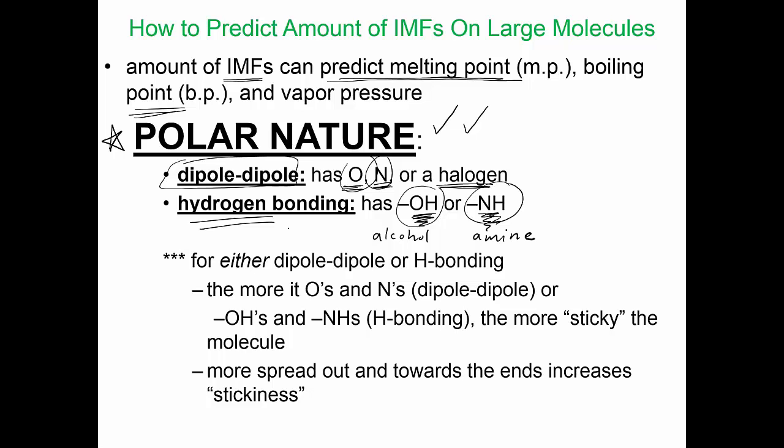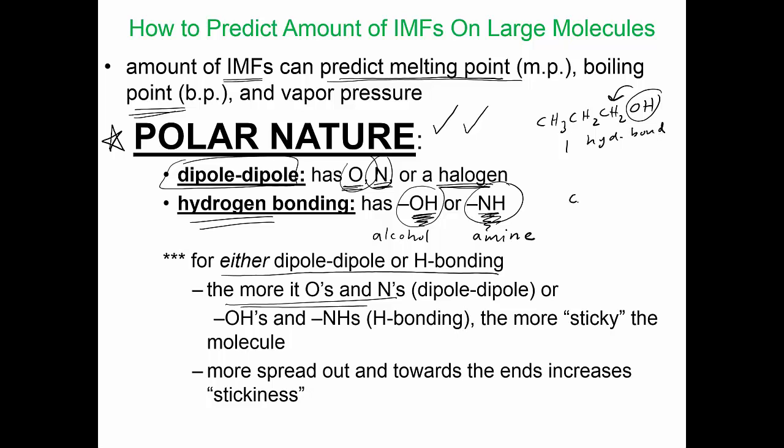Okay, so for either, the next thing to consider, and this is a little bit different than what we learned last year in general chemistry, is like one added thing. For either dipole-dipole or hydrogen bonding, if it has a lot of oxygens, it's even more polar than if it had one oxygen. For instance, if you have CH3, CH2, CH2OH, you have one OH on this carbon, so this molecule can do one hydrogen bond.